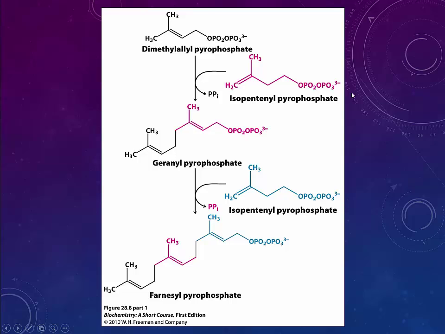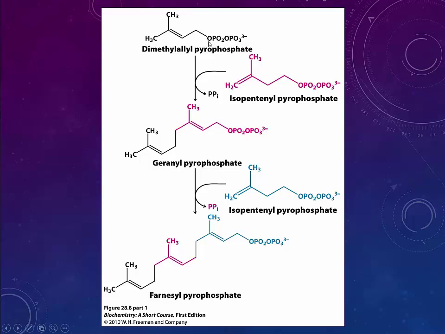Dimethylallyl combines with isopentenyl pyrophosphate. The dimethylallyl loses the pyrophosphate. There's the energy for the reaction, and that creates geranyl pyrophosphate. So now we can go with dimethylallyl combines with isopentenyl to make geranyl. Geranyl combines with isopentenyl to make farnesyl. Farnesyl combines with farnesyl to make squalene. The enzyme that makes the geranyl is geranyl synthase.